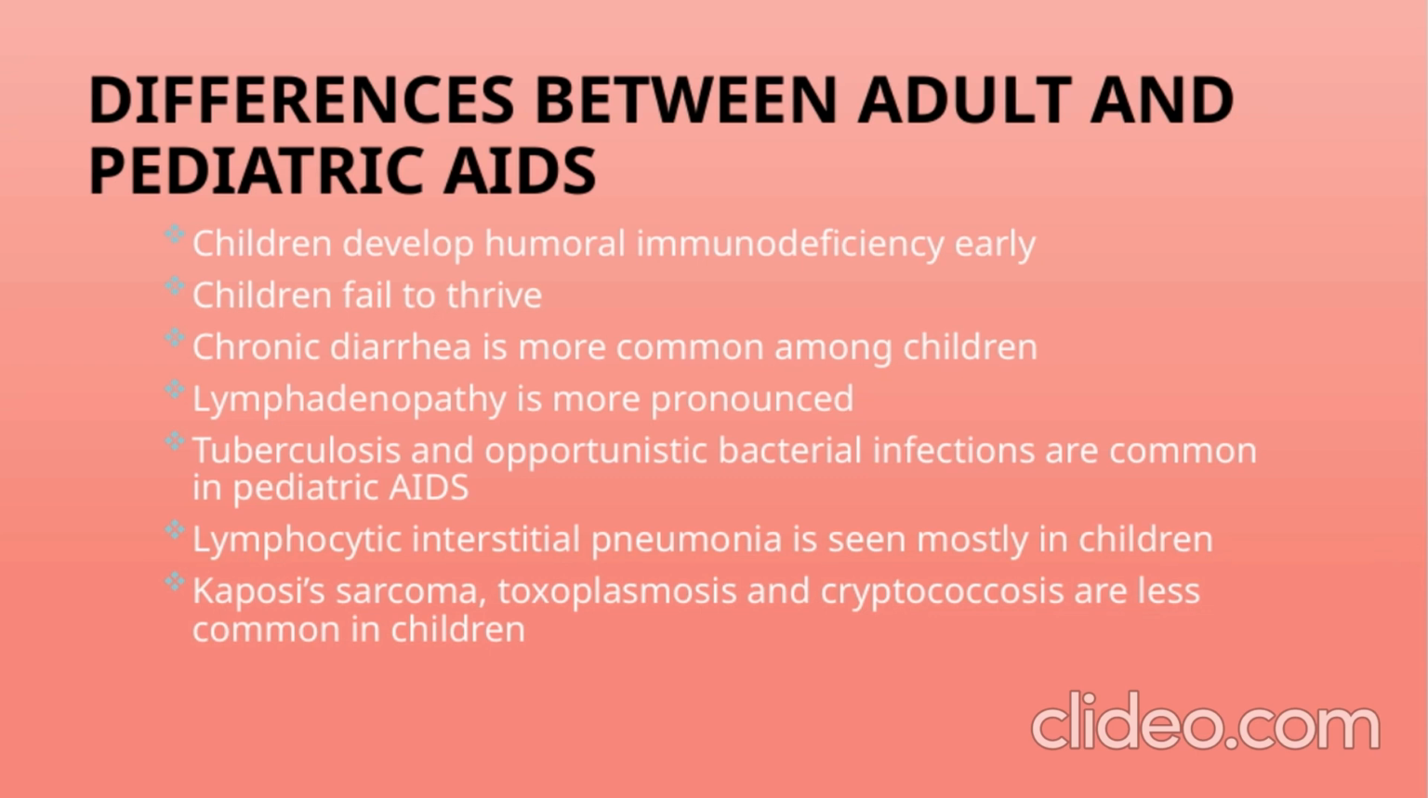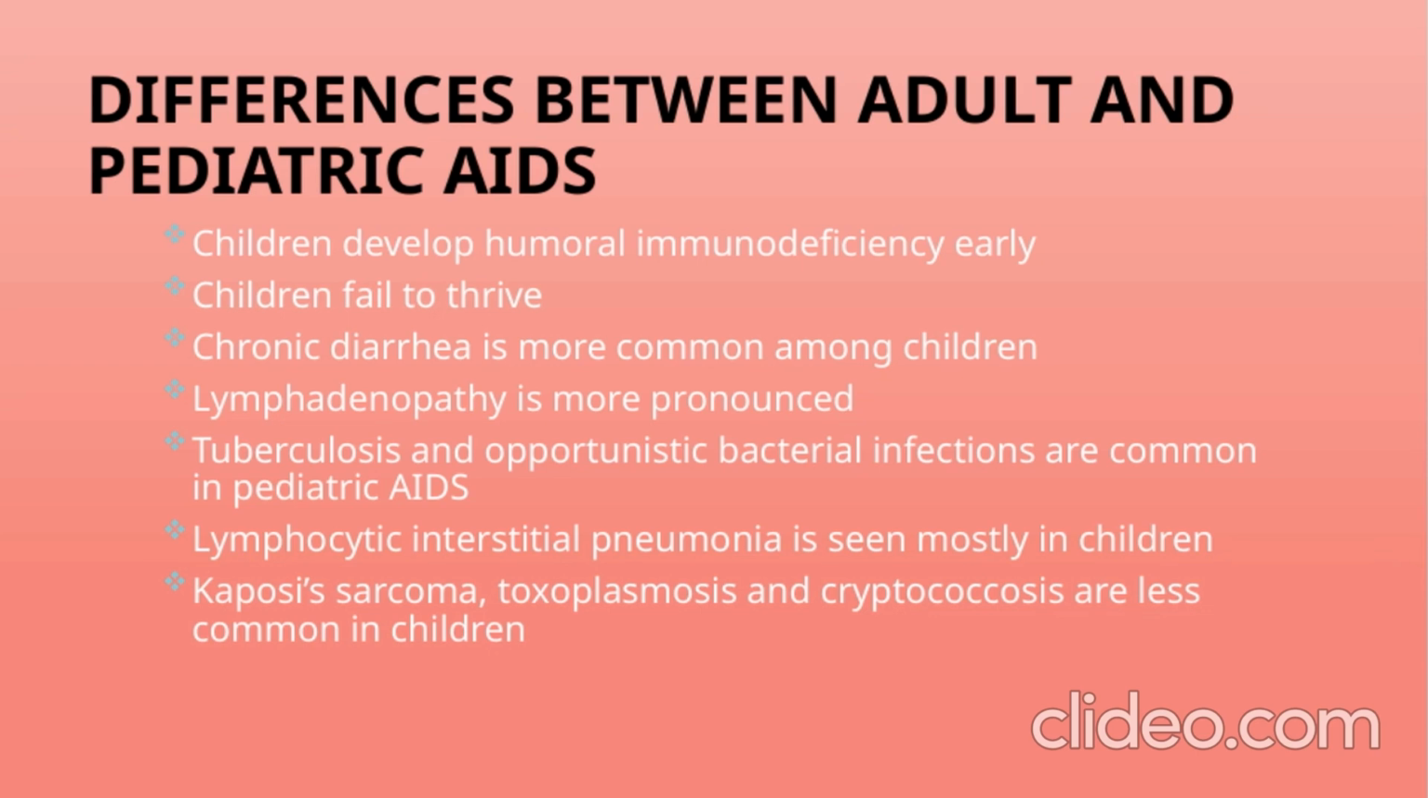When it comes to specific infections, tuberculosis and opportunistic bacterial infections are frequently seen in pediatric AIDS cases, highlighting the vulnerability of these children to illnesses that wouldn't typically cause such severe disease in healthy kids. We also observe lymphocytic interstitial pneumonia, a lung condition mostly seen in children with HIV, which can cause breathing difficulties and further complicate their health status.